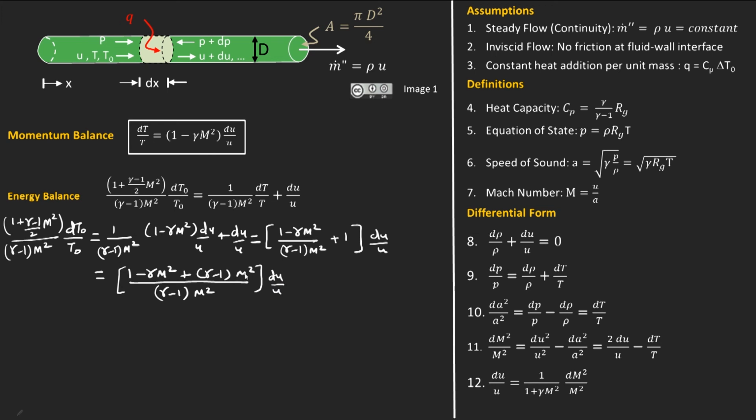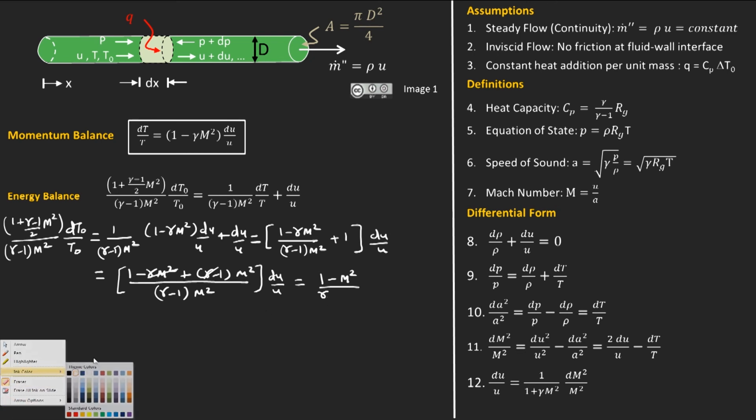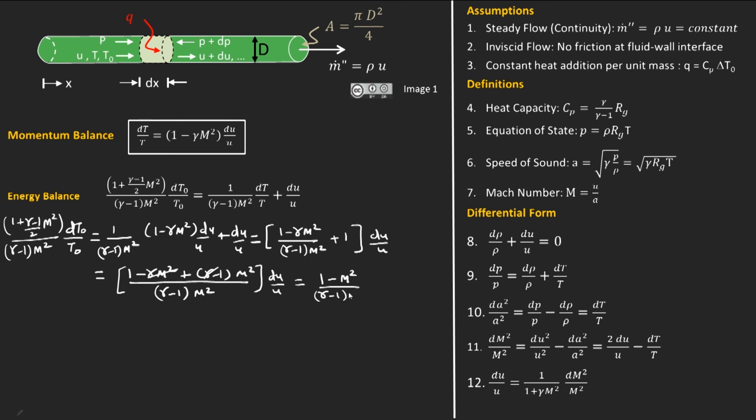Again, we can see once we multiply gamma minus 1 by this M square, it will cancel. The first term here will cancel with the gamma M square, so cancel that. And then we are left with, in the numerator, just 1 minus M square divided by gamma minus 1 M square times dU over U. Next step is, I would say, quite obvious by now. We have an expression of dU over U in terms of the Mach number. We're just going to plug that into here.